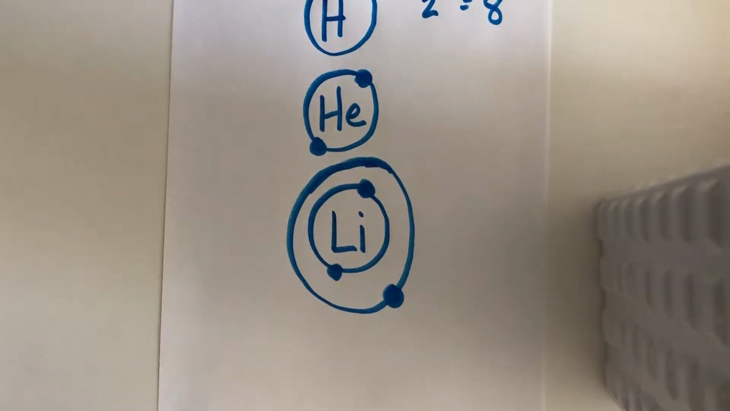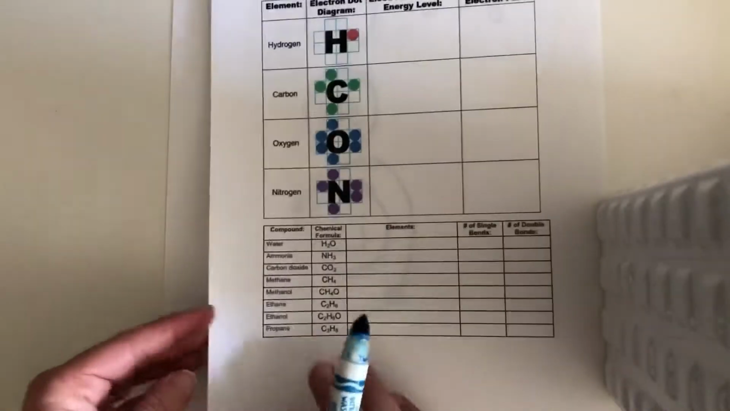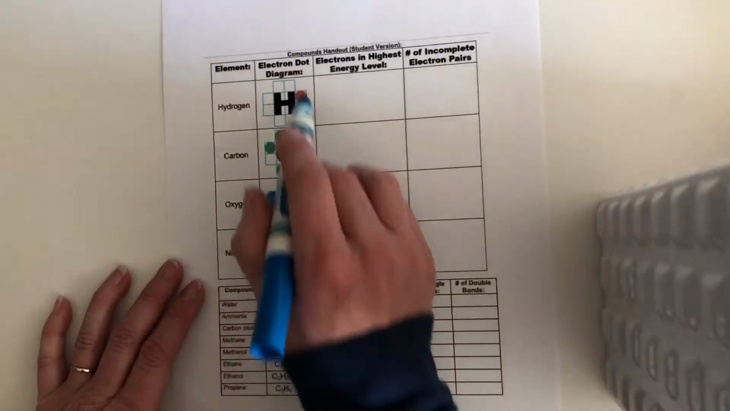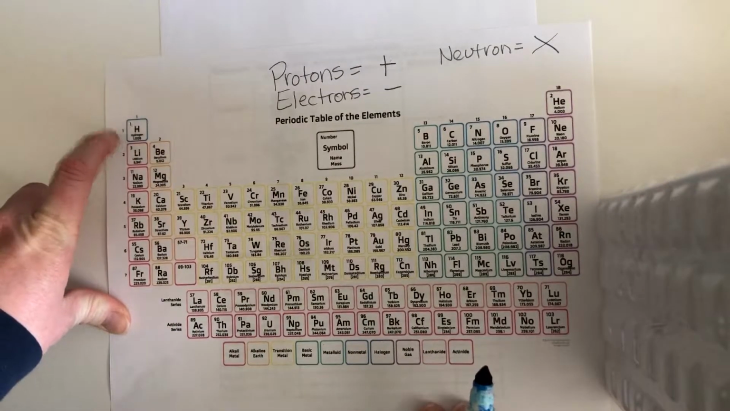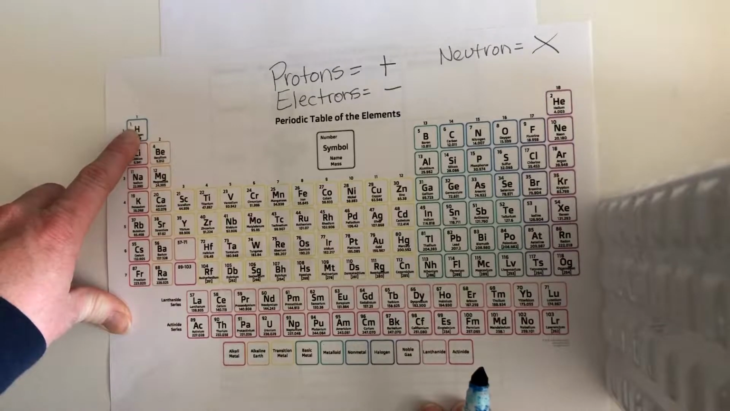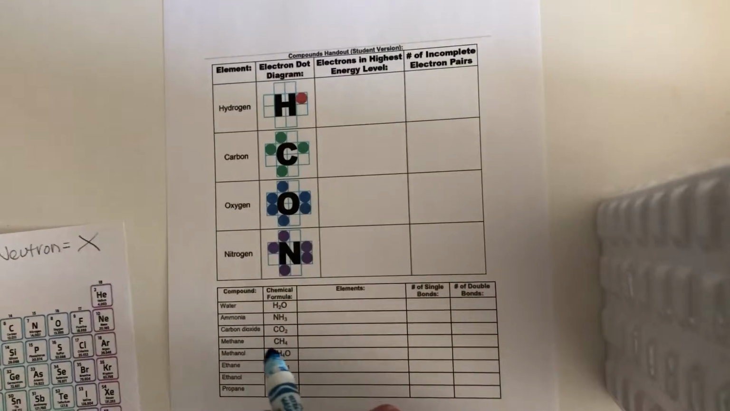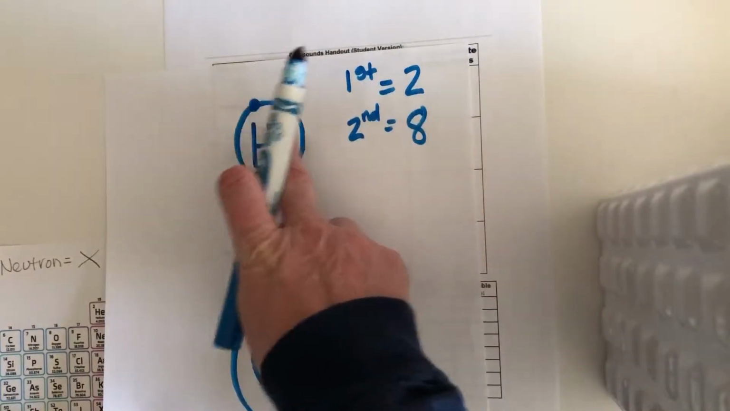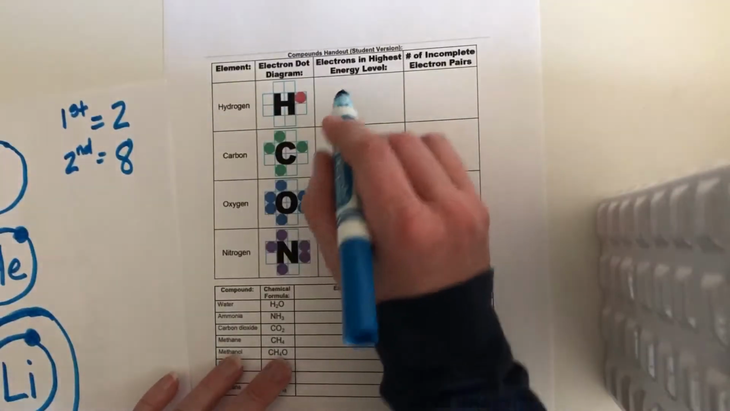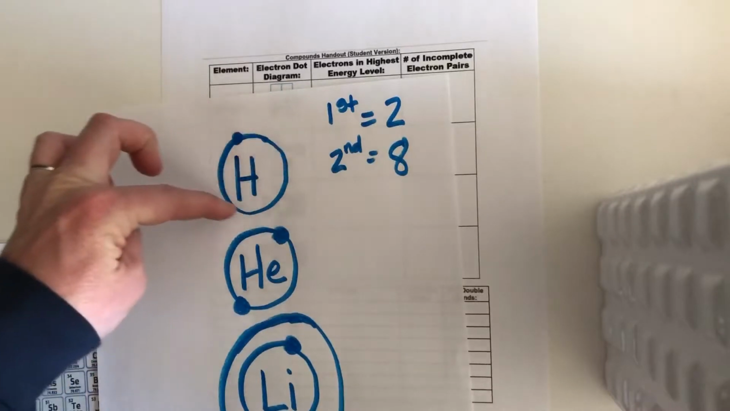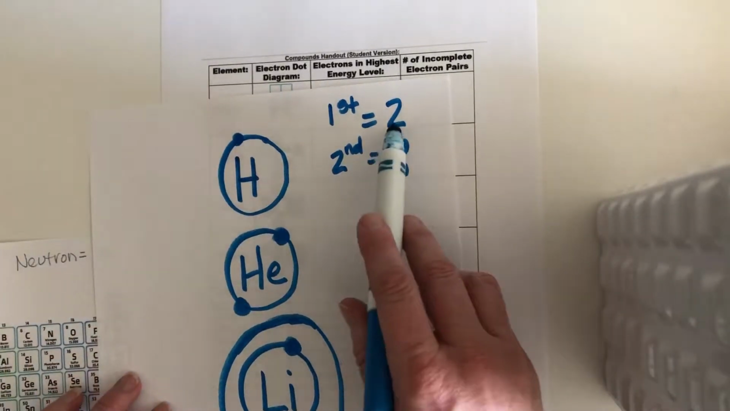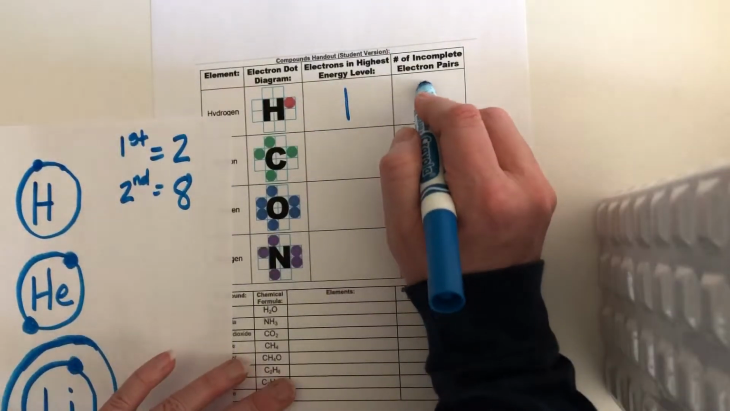So when you come over here to this page, what does that mean for you? Hydrogen only has 1 proton on our periodic table right here, so it only has 1 electron, and in its highest energy level, it can fit that 1. So the number of electrons in its highest energy level is 1, and the number of incomplete pairs, that means how many extra is it looking for? Well, 2 minus 1 is 1.